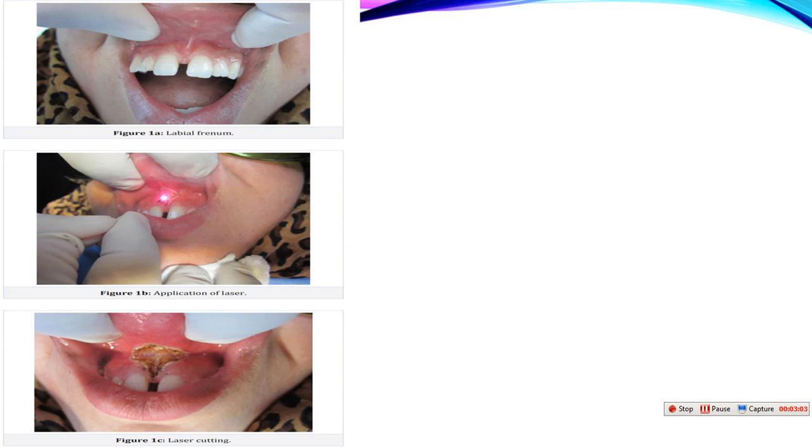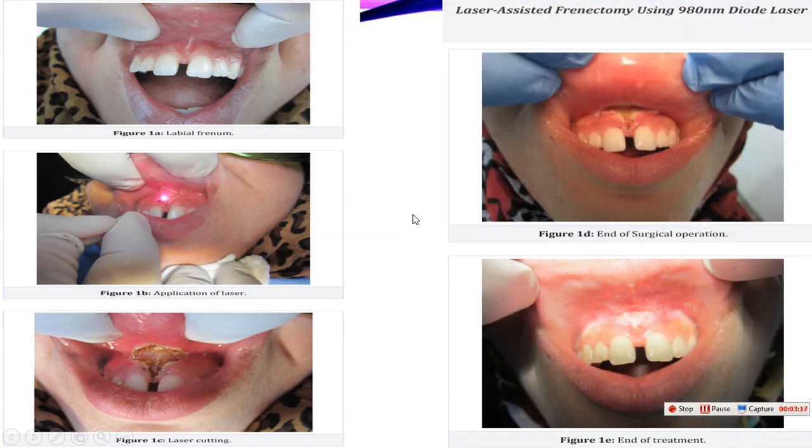In this slide, I will show you different cases of frenectomy with different types of laser. This is the labial frenectomy by diode laser. As seen here, it is more comfortable for the patient, without anesthesia, without suturing, with a dry field, a painless area, a painless surgical procedure. This is with diode laser.